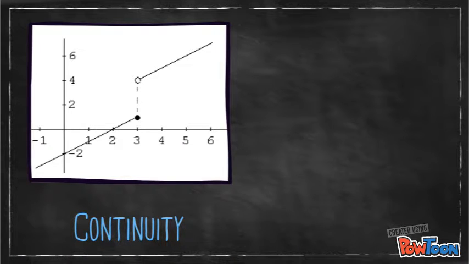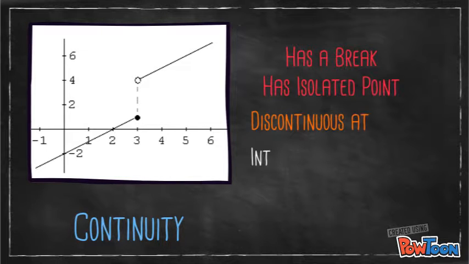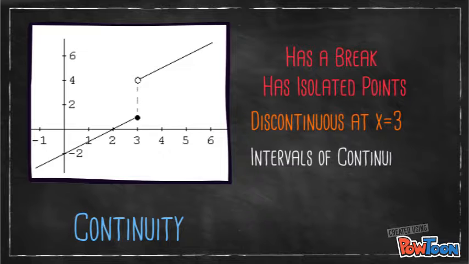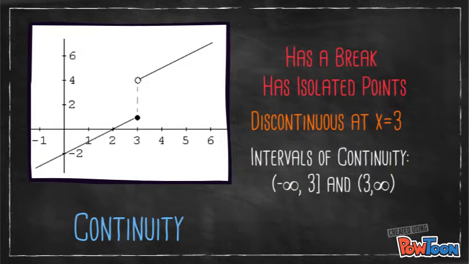Here's an example of a function with a discontinuity. It is discontinuous because it has a break and isolated points. Its intervals of continuity are negative infinity to negative 5 and negative 5 to positive infinity because they're the only parts that are continuous.